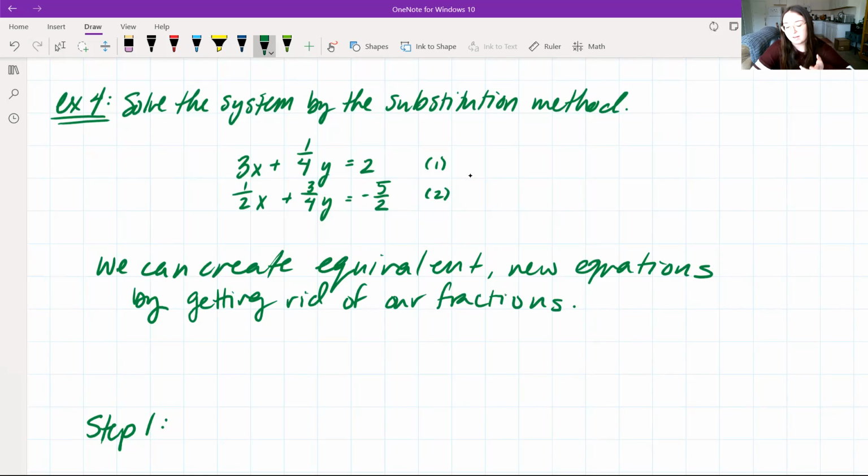So in this case, we have 3x plus 1/4 y is equal to 2. And then we have 1/2 x plus 3/4 y is equal to -5/2. We see our two denominators in this case are 2 and 4. If we multiply each term in both equations in our system, which is what we'll have to do, if we multiply by 2, we'll see we'll get rid of our fraction for 1/2 x, but we still won't get rid of our fractions for 1/4 y and 3/4 y. So let's go ahead and multiply.